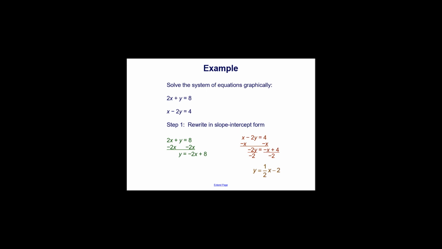The first equation, 2x plus y equals 8, is one step to solve for y. You subtract 2x from both sides of the equation, making it y equals negative 2x plus 8. But the second equation, you have to do two steps. The first thing you have to do is subtract x from both sides, and that gives you negative 2y equals negative x plus 4. And then you have to divide everything by negative 2, so that will give you y equals 1/2 x minus 2.